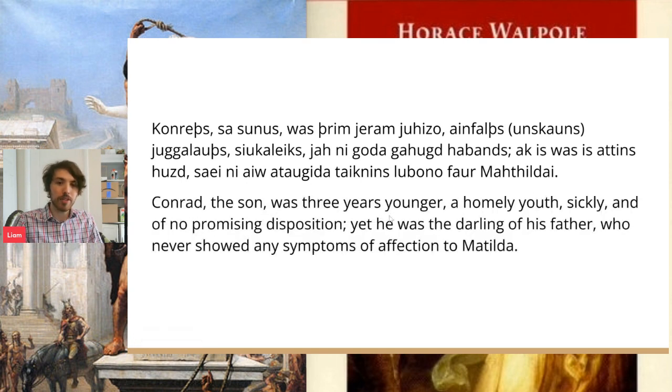Conrad the son was 3 years younger, a homely youth, sickly and of no promising disposition. Yet he was the darling of his father, who never showed any symptoms of affection to Matilda. So Conres is the son, right? Conrad. This is, again, the diathematic name. The thing about this one, about Manfred, both are attested. Matilda, one is attested. Conrad, none are attested. Neither of them are attested.